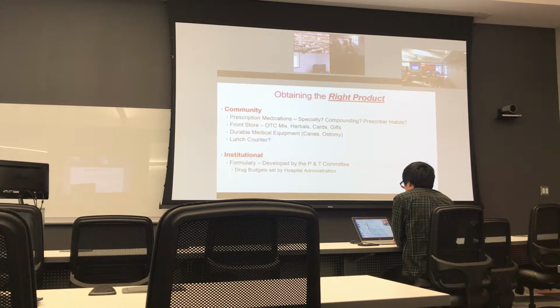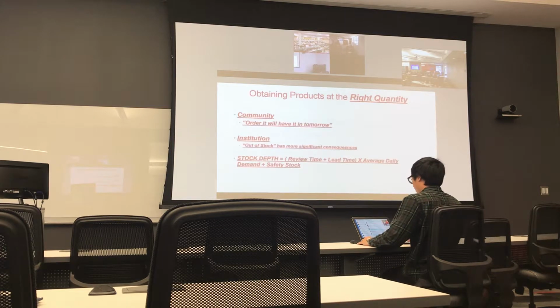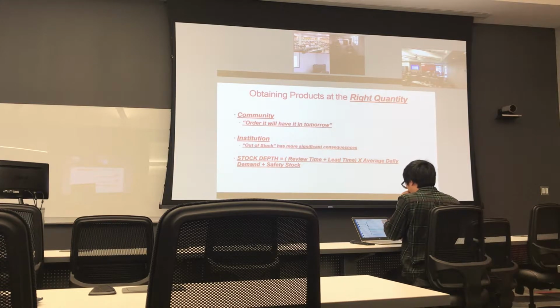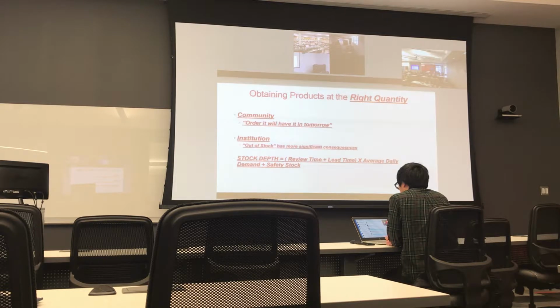So the right quantity: in community, you try to keep stuff on the shelf that you know is being sold, and you order every night, but you run out during the day, and what do we usually say? Well, we can order it and we'll have it in tomorrow. So it's not really that difficult in the community, but you do have instances where you have to call around and try to find it for the patient, or have him or her go to that store to get it because it's an emergency. In the institution, an out-of-stock has more significant consequences, and why is that?